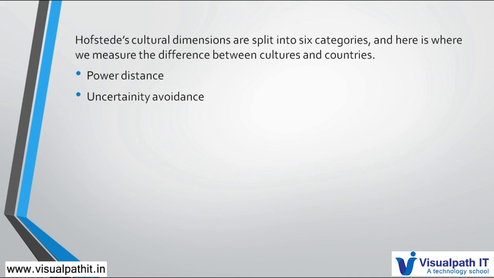Countries with high uncertainty avoidance fear change and don't like ambiguity. They also probably have more laws and regulations. Countries with low uncertainty avoidance are more willing to take risks and are more flexible in the way they work.